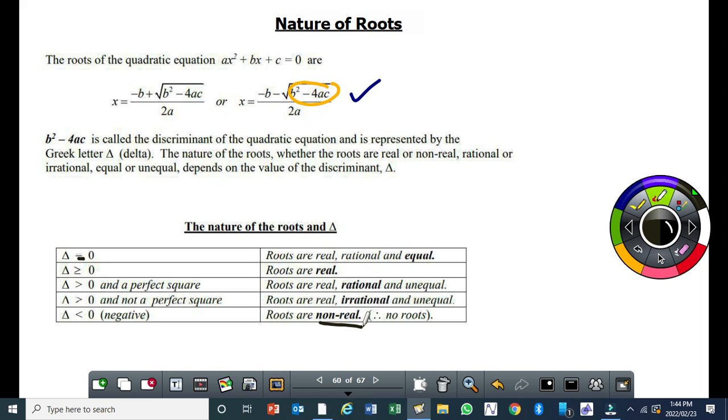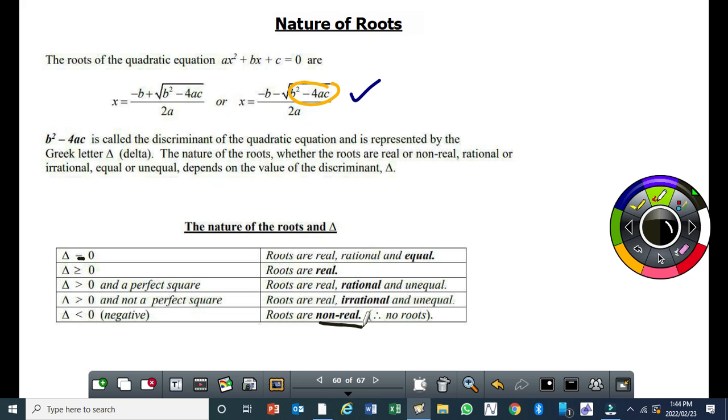Please, because I saw that some of you writing that. If delta is negative, you only state that the roots are non-real. That's it. They are neither equal nor unequal, and they are not rational or irrational. So it's better to just say undefined, or not applicable. That's it. So you need to make sure that you are familiar with this.